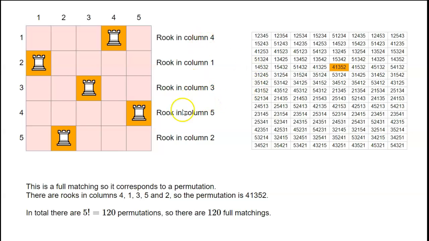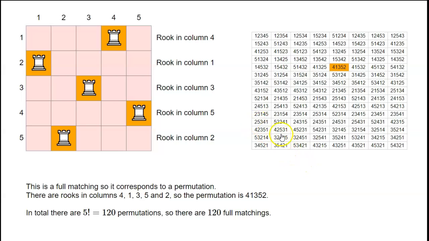Okay, so that's a permutation. Over here, we've listed all possible permutations of 1, 2, 3, 4, 5. The number of such permutations is 5 factorial, it's 120. So we've got 120 different permutations in this table, and we've picked out one of them by placing rooks like this.